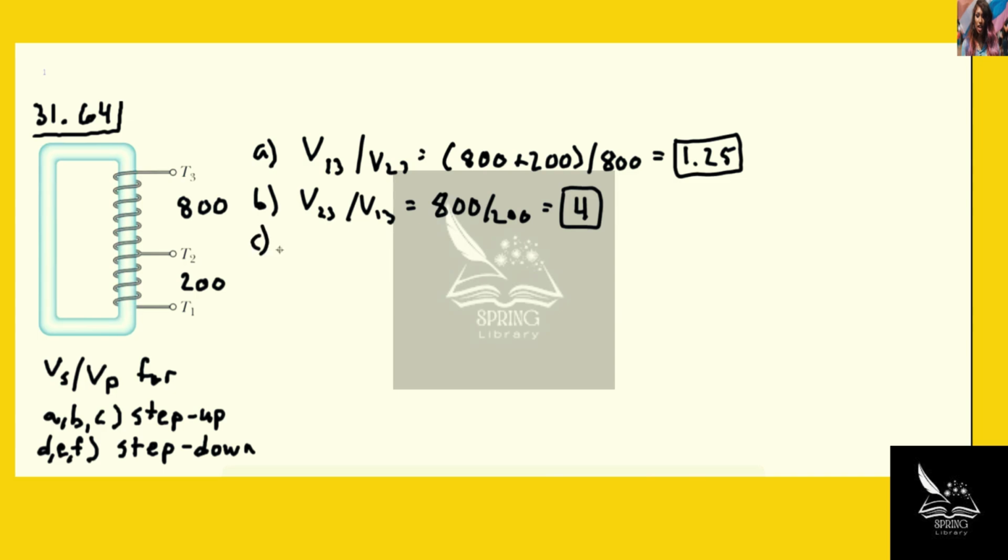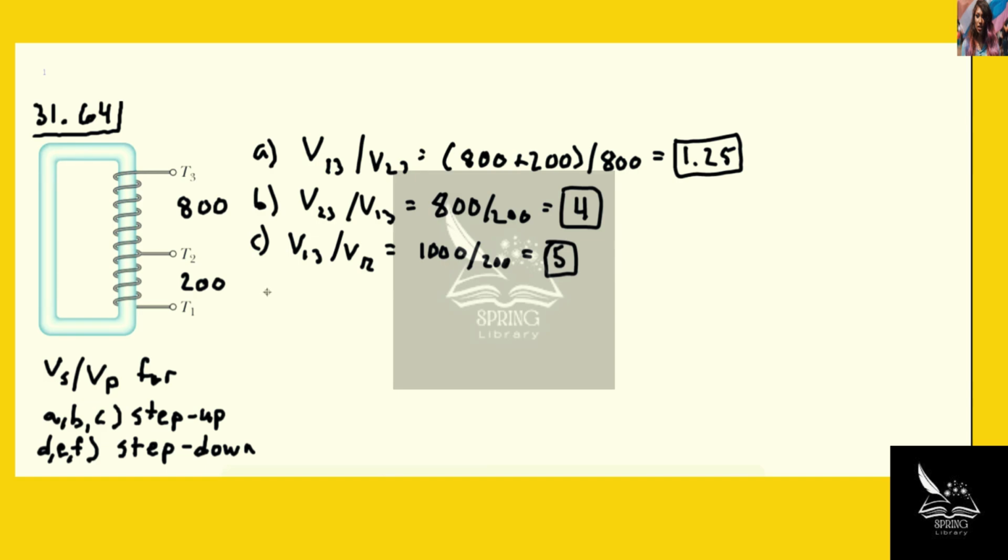Now the largest step-up value we can get is if we use 1 and 3 as the secondary, and 1 and 2 as the primary. So this would be the 1,000 turns between 1 and 3 divided by the 200 turns between 1 and 2. So that gives us 5.